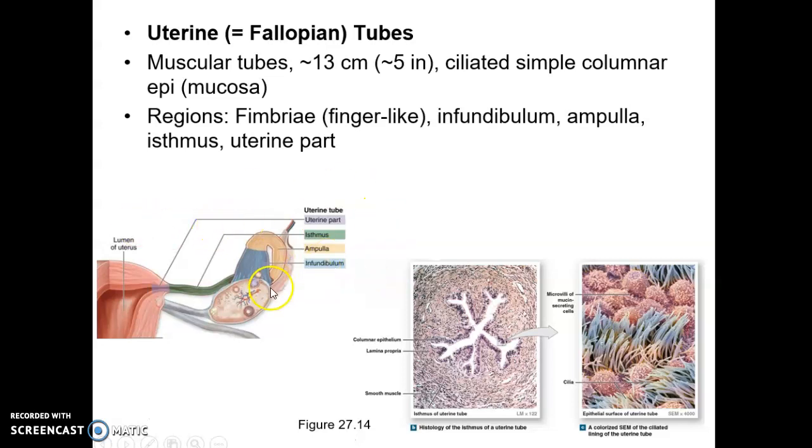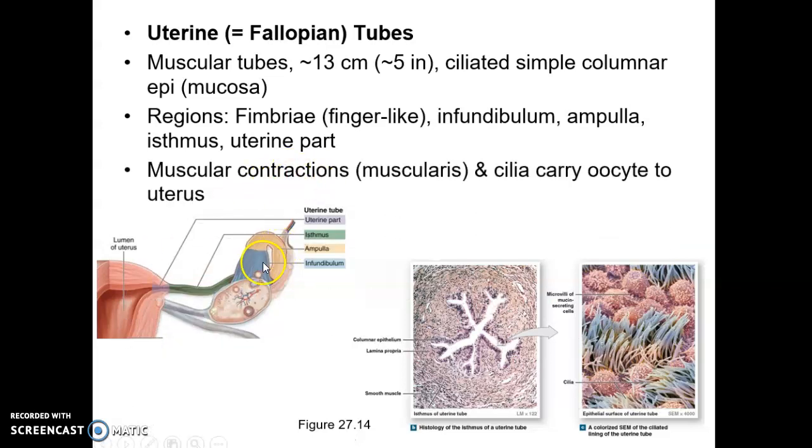The fimbriae are the finger-like extensions of the infundibulum, the first part of the uterine tube. Then the ampulla is the middle part, and lastly the isthmus connects to the uterine part, which leads into the uterus. Muscular contractions of the muscularis layer of the uterine tube and the cilia help push the oocyte towards the uterus.